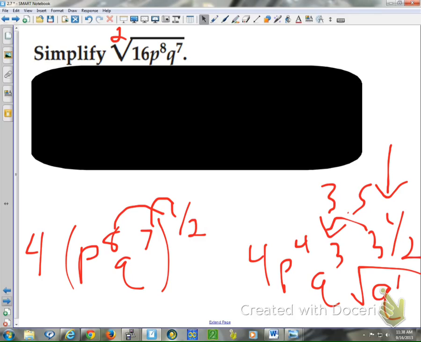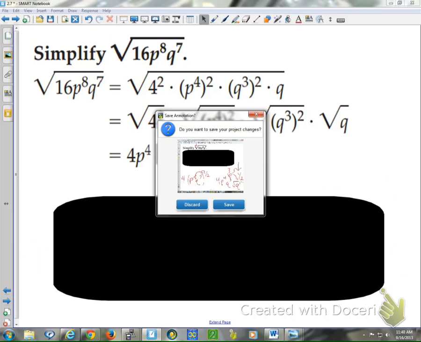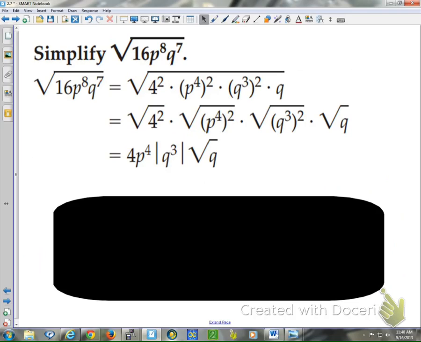Let me show you what the book wants you to put for answers. That's exactly what we had. 4p to the 4th, q to the 3rd, square root of x. Now, we could go into why they put an absolute value around that, but I don't think it's really worth the time right now. All I want from you today is 4p to the 4th, q to the 3rd, times the square root of q.